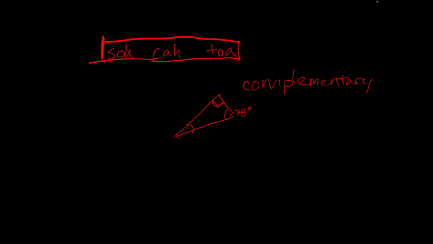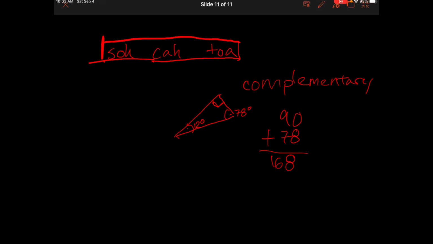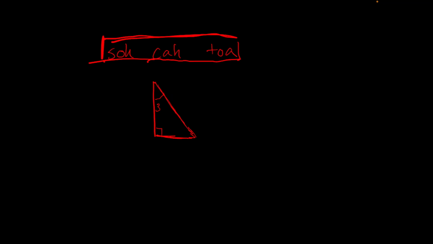Complementary? Alright. Which means that if we add the 90 degree and the 78 degree angle, we get 168. And 180 minus 168 equals 12. So this right here is a 12-degree angle. So now we know all the angles of a triangle. Alright, time for the big problem.